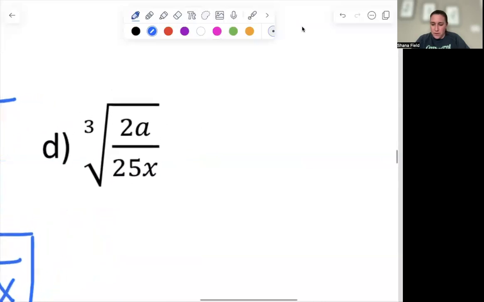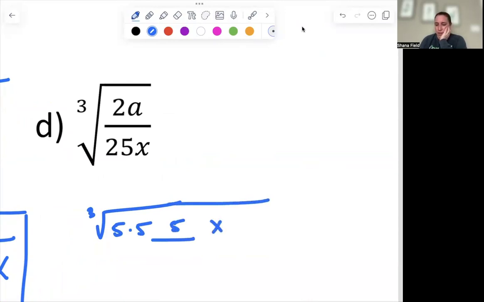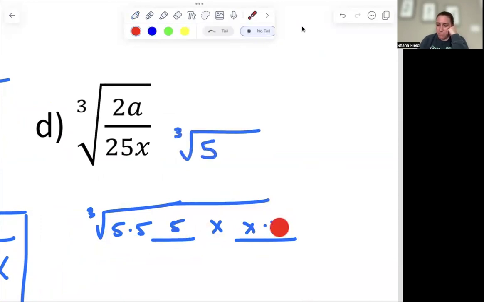All right, let's try again. So 25, I know that's going to get me 5 times 5. So what am I missing? I'm missing a 5. What else am I missing? I have an x. I'm going to need an x and an x. So now I've got 3 5s, I've got 3 x's. So I'm going to multiply by the cube root of 5 because that's what I'm missing. I'm missing a 5 and those 2 x's, x squared. So I'm going to do that on top and bottom.